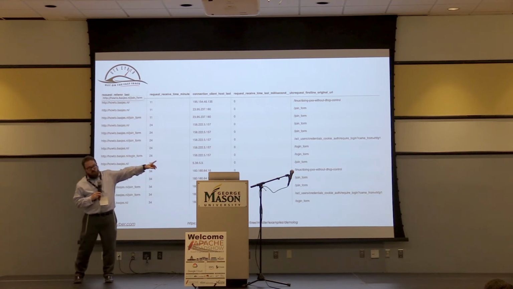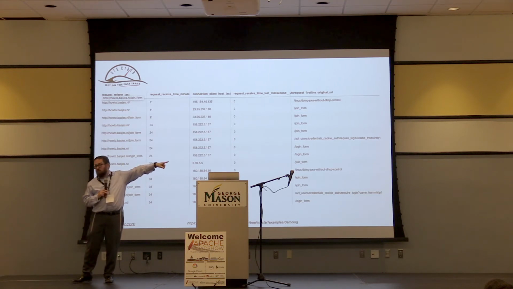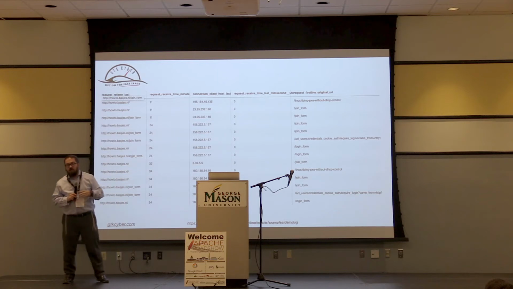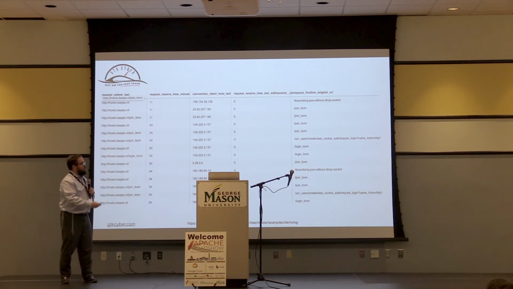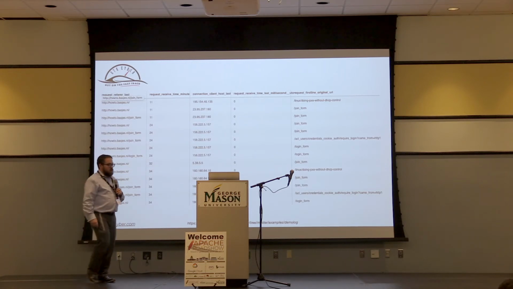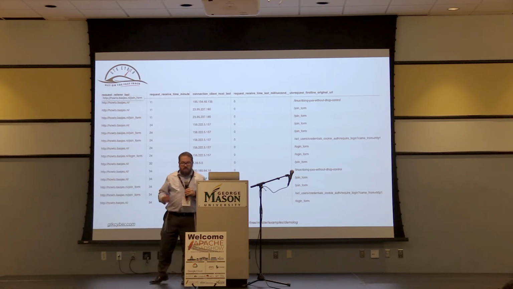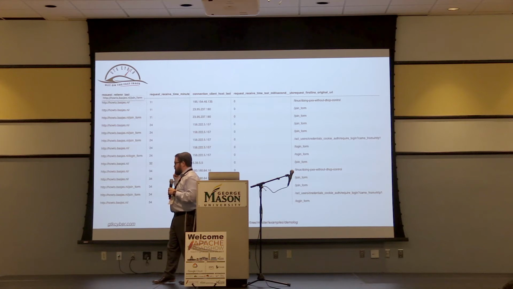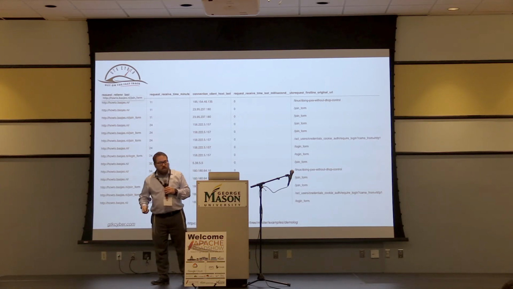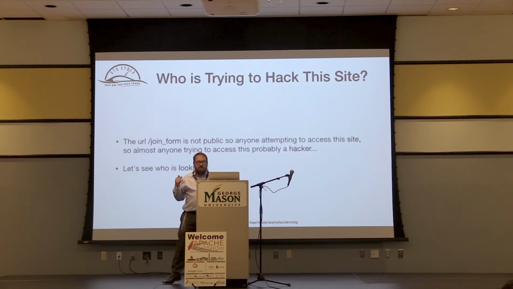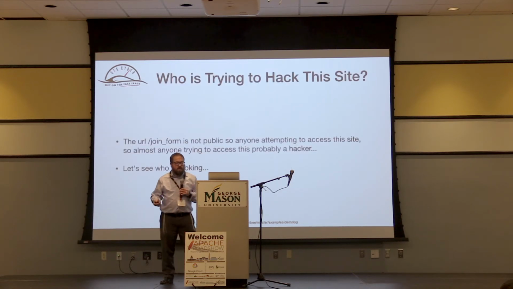This would probably go all the way out the room, down to the washroom or something, if I had the space to do it. But there's a lot of data here that you can work with. This particular sample file was posted on someone's GitHub repo, and it was showing someone trying to hack into this guy's site. There is a URL called join form that's not public.